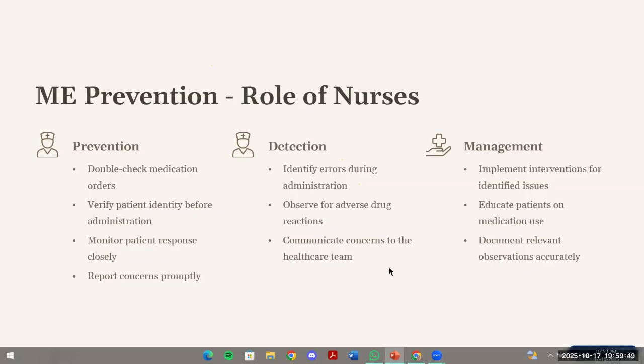So the communication concern to the healthcare team: if there are any issues or they are not able to understand, they need to communicate clearly, then they should be able to prevent errors and improve their patient's care. That will be managed by implementing interventions to identify the issues, educate the patients about the medication use, and document the relevant observations accurately. This is more important when this scenario occurs.